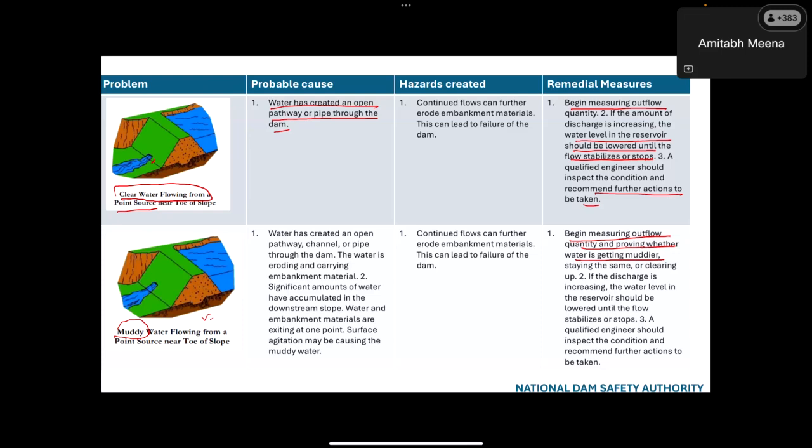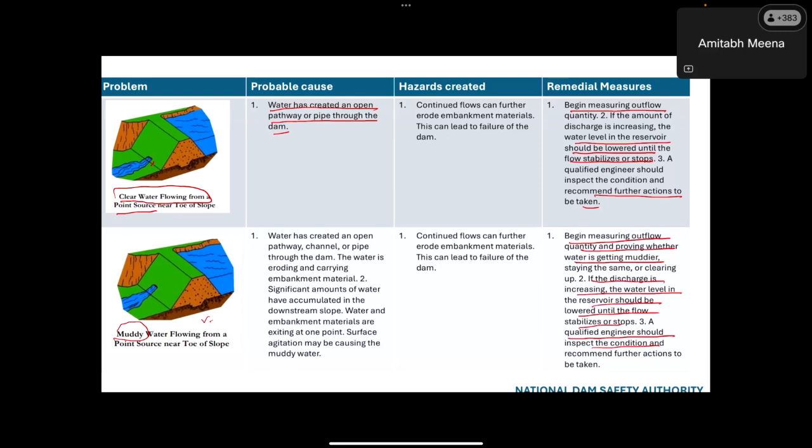If the discharge is increasing, the water level in the reservoir should be lowered until the flow stabilizes. Again, a well qualified engineer should inspect the condition and recommend further actions. But make sure that the water level is lowered, so that the safety issue is not there. We can repair it later, but we can't wait for the dam to fail.